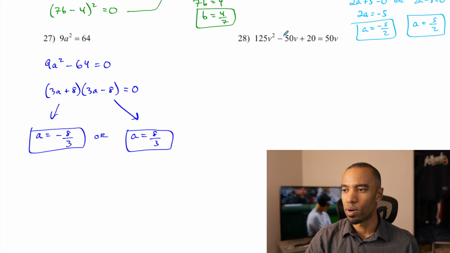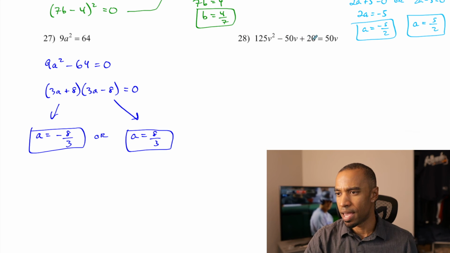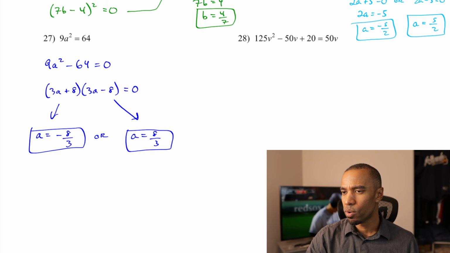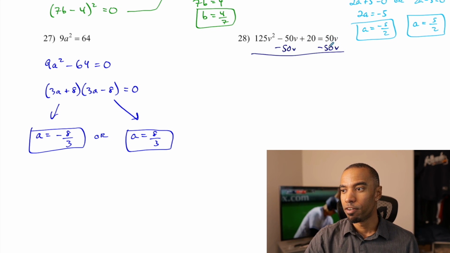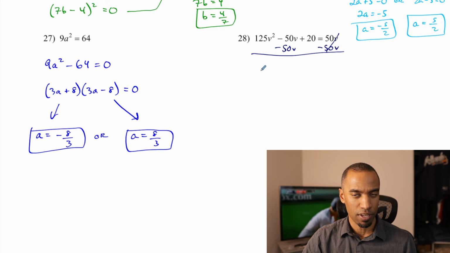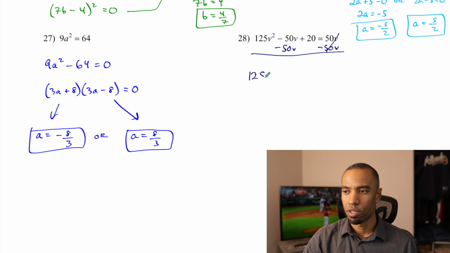And lastly, number 28 here, not set equal to 0 again. This equals 50v. Let's go ahead and subtract that 50v over, and of course combine it with the other. It's apparently another negative 50v. 50v minus 50v is 0. These don't cancel. That's negative 100v. Be careful on that. So 125v squared minus 100v plus 20 equals 0.